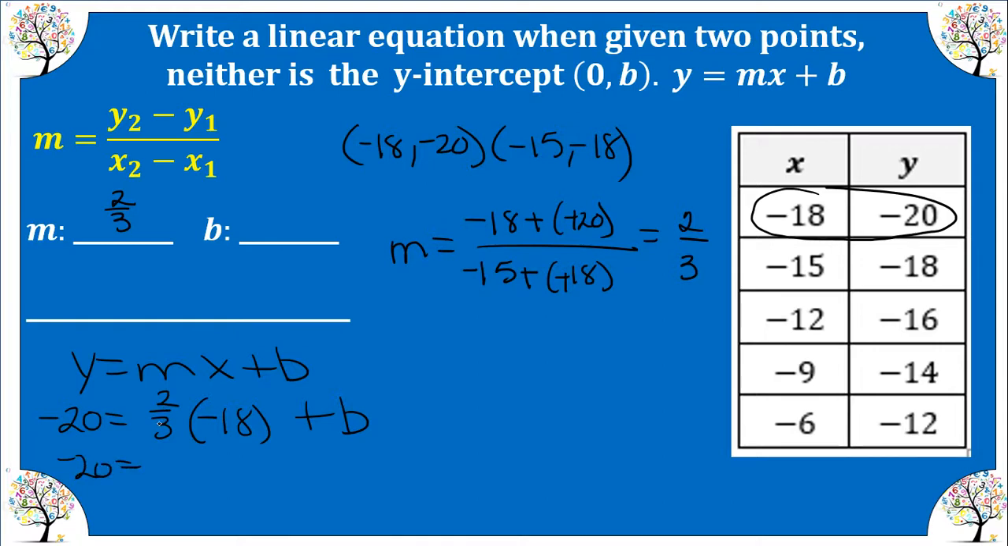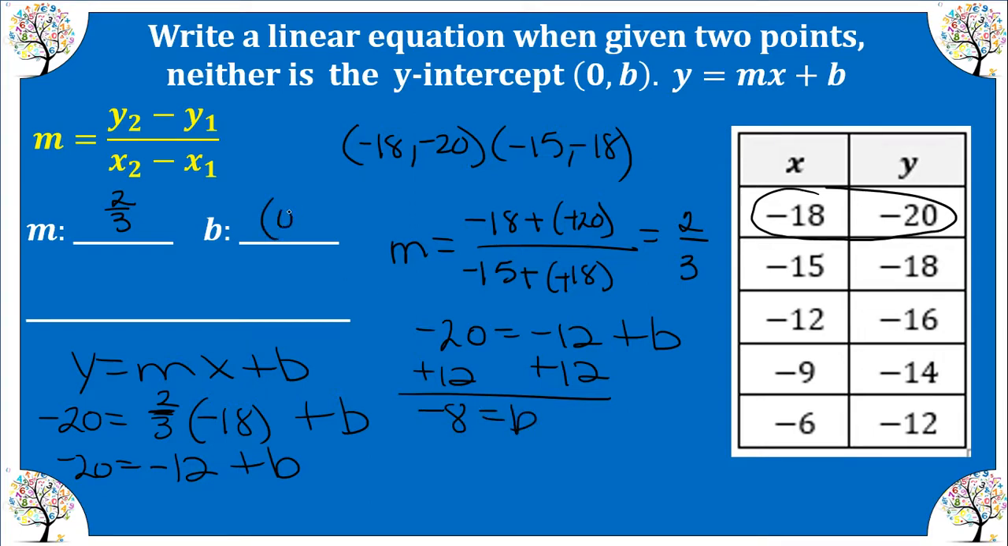I multiply a positive times a negative, so I'm going to get a negative number. And 2/3 times 18 is simply saying 3 divides into 18 6, and 6 times 2 is 12, and it was a -12 plus b. I'm going to isolate b. I'm going to add 12 to both sides, and I get -8 is equal to b. So my y-intercept is 0, -8. Let's put it all together to make our linear equation.